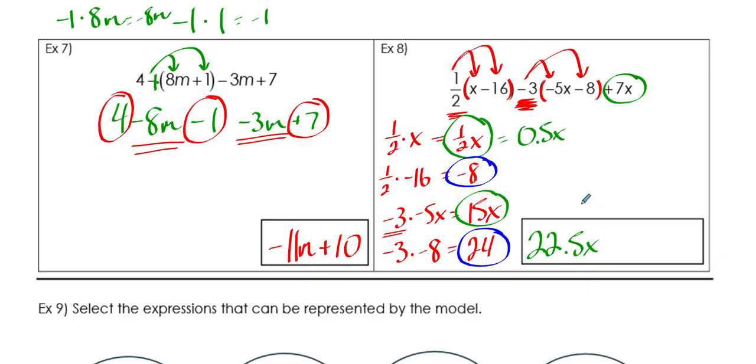It's possible you could see that as a fraction. I don't think you need to, though. I'm just going to change it into a decimal just for convenience. And then my constants, negative 8 plus 24, that's positive 16.